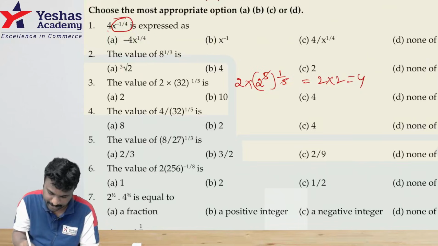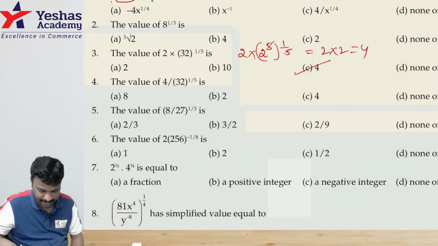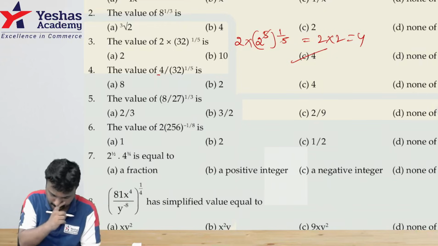2 into 2, which is nothing but 4. Option C is the right answer. Moving on to the next question.